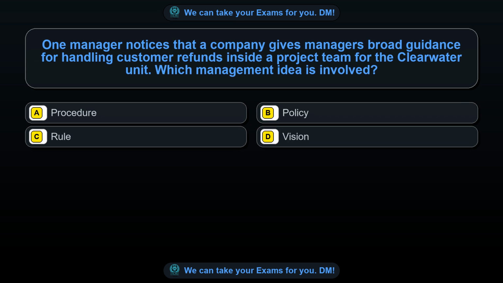Question 19. One manager notices that a company gives managers broad guidance for handling customer refunds inside a project team for the Clearwater unit. Which management idea is involved? Option A, procedure. Option B, policy. Option C, rule. Option D, vision. The correct answer is option B, policy.